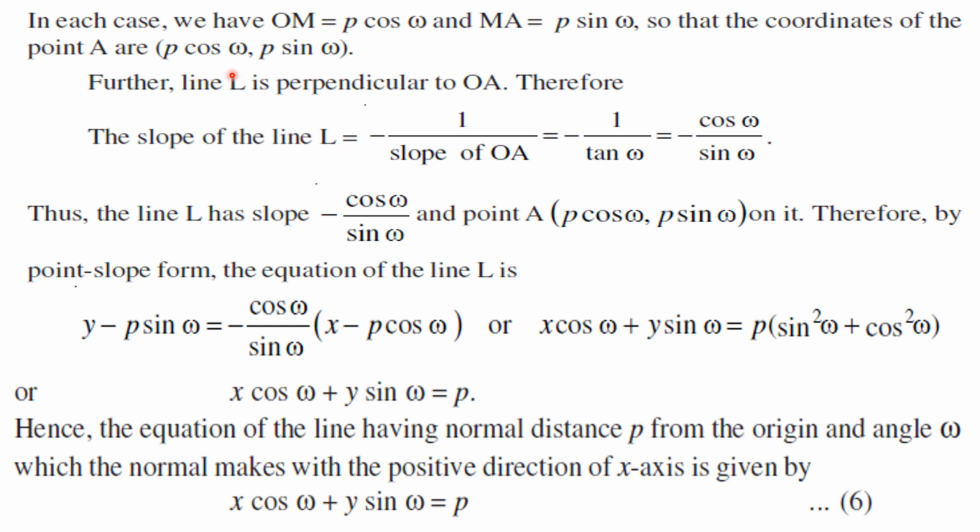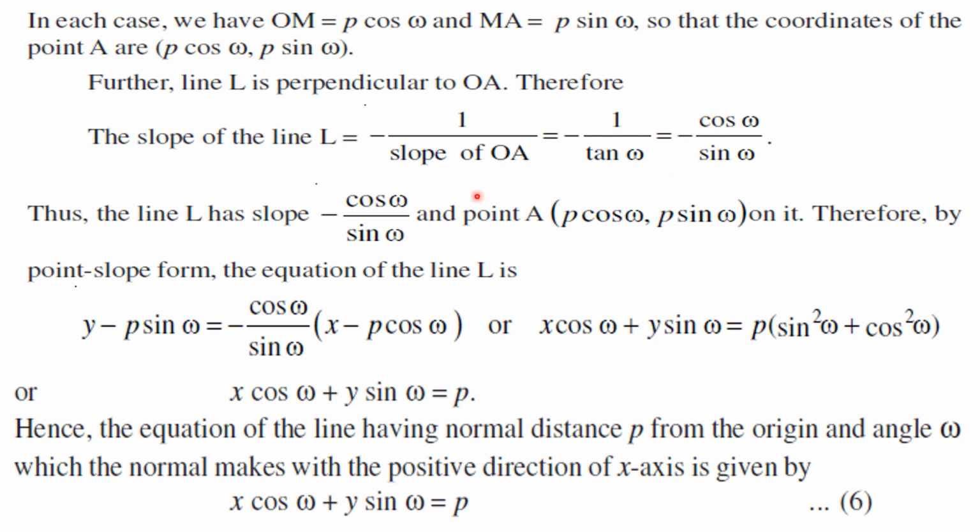So we got a point on the line. The coordinates of the point were found. Further, the line L is perpendicular to OA. Therefore, the slope of the line L is equal to minus 1 by the slope of OA, that is equal to minus 1 by tan omega, that is equal to minus cos omega by sin omega.